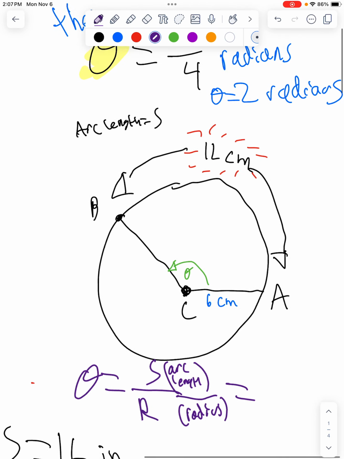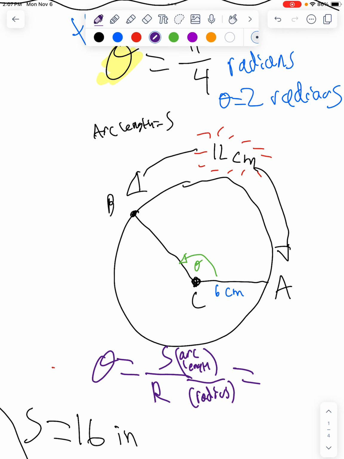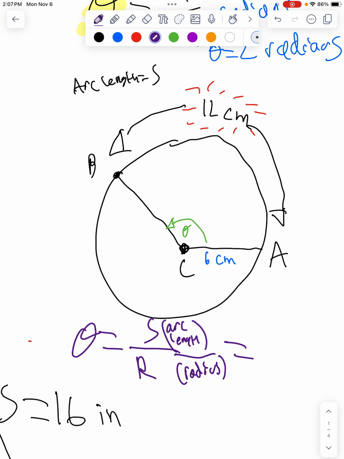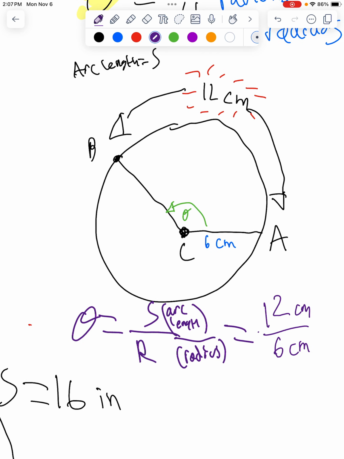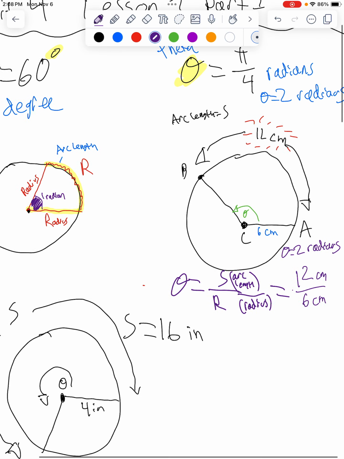So how can we use that? Theta can be described as the arc length, which we call S, divided by the radius, R. In this example, if my arc length is 12 and my radius is 6, I'm going to say 12 centimeters divided by 6 centimeters gives me an answer of 2 radians. So theta equals 2 radians.